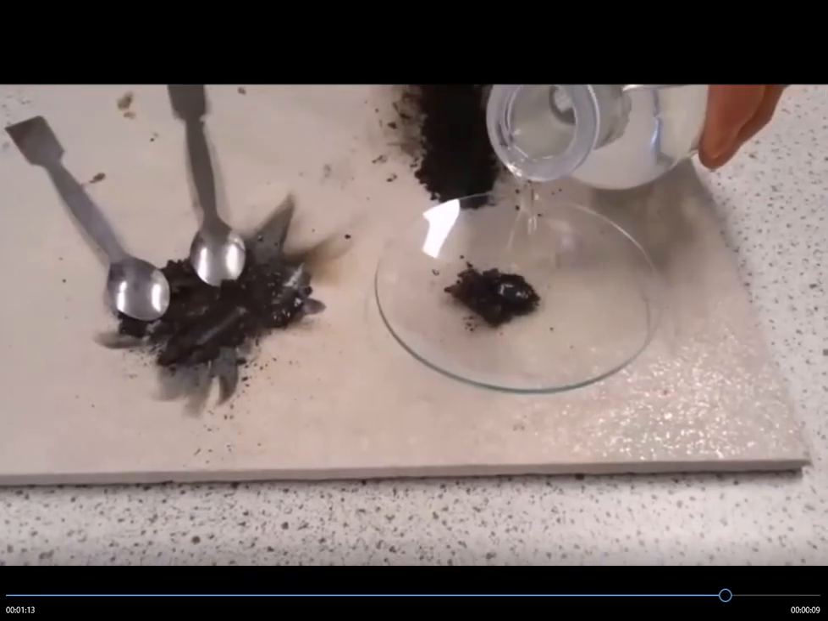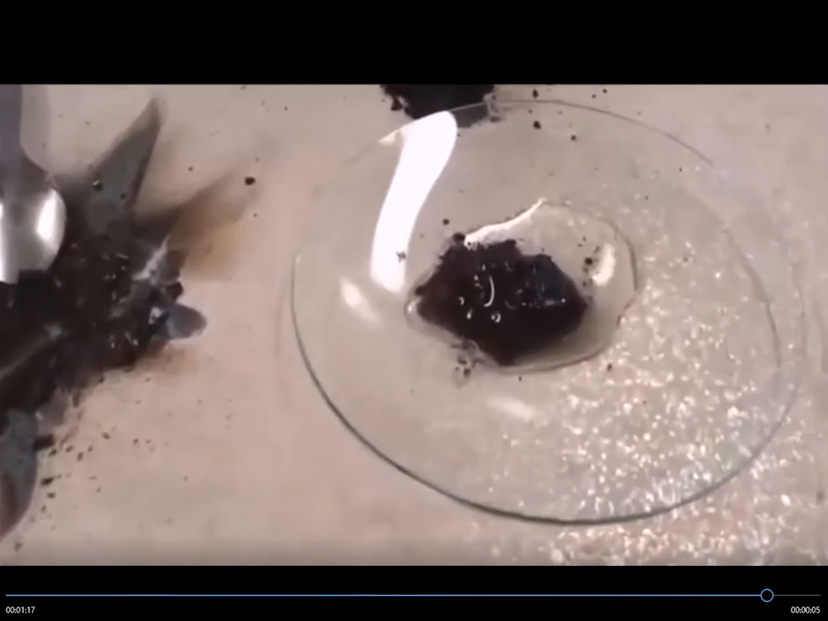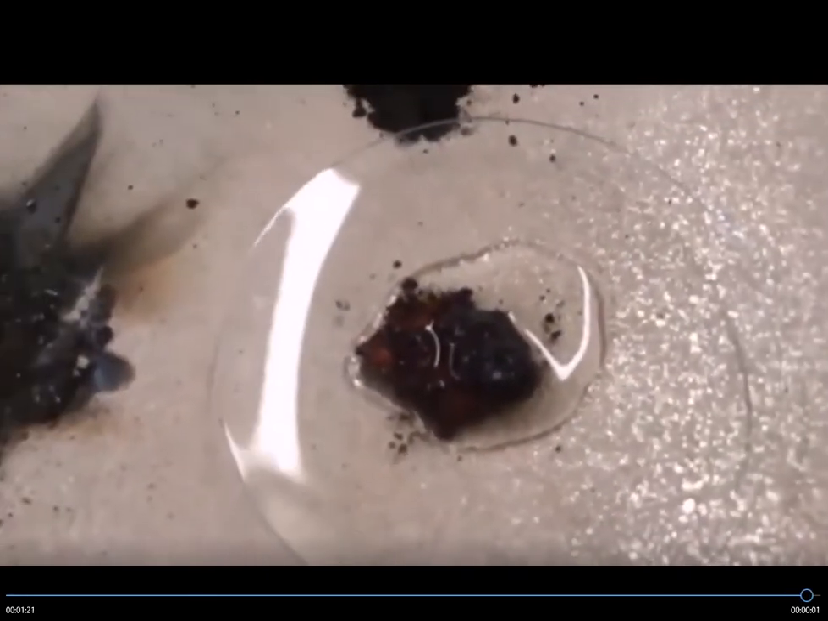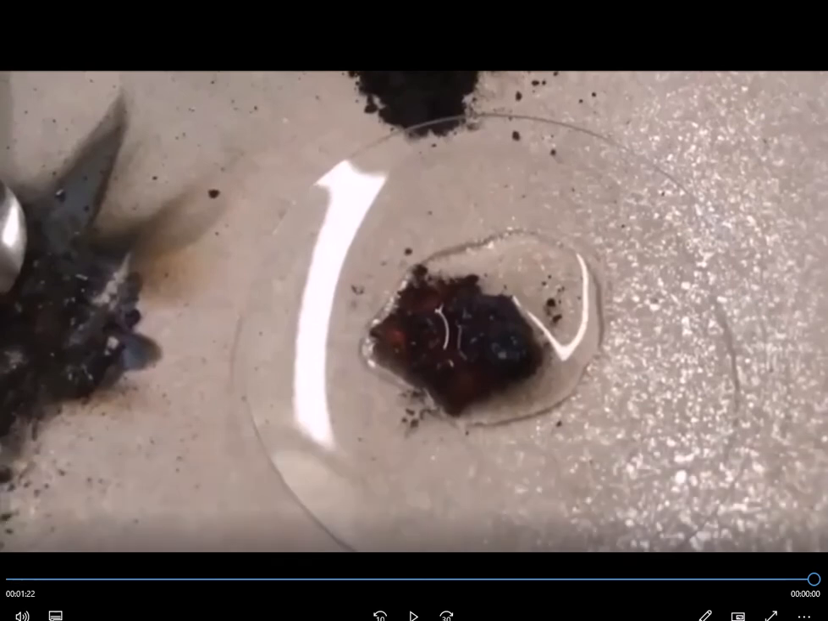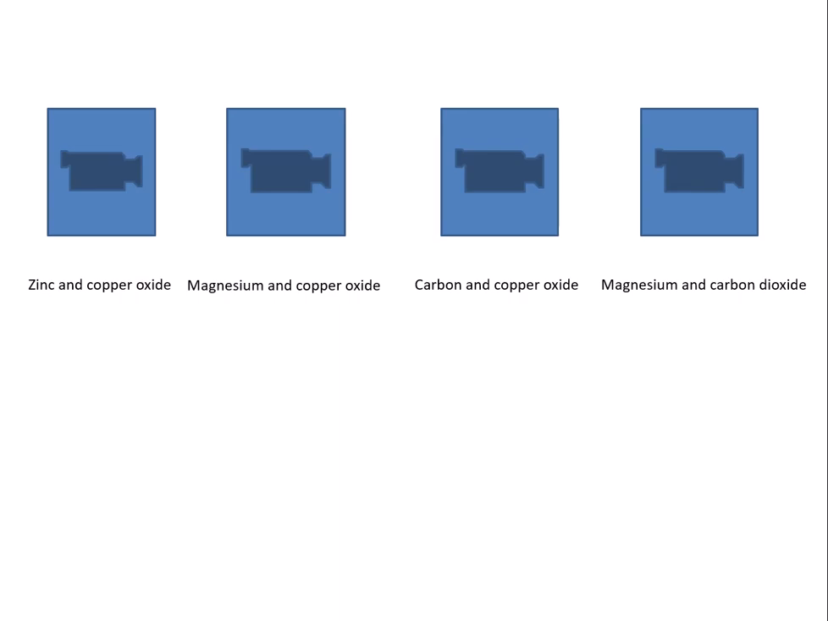So zinc and copper oxide gave us zinc oxide, that white solid, yellow when it was hot, now white. And then you can see there in the mixture a little bit better than you saw before, the brown colour, and that's copper. So zinc and copper oxide give us zinc oxide plus copper. So the zinc can steal oxygen away from the copper.